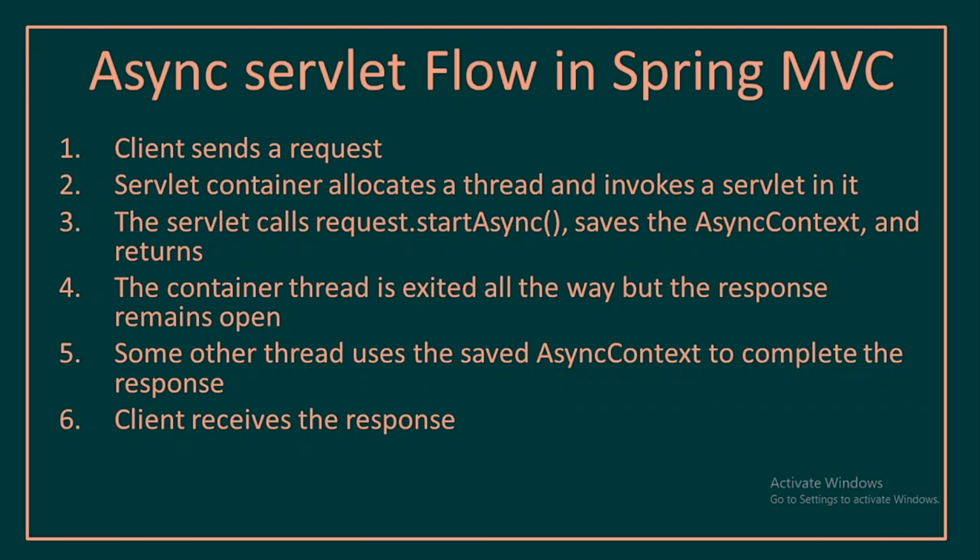So let us see how the request flow is in Servlet 3.0. First the client sends a request to the servlet container. The servlet container then allocates a thread and invokes a servlet in it. The startAsync method has been added in Servlet 3.0, which the servlet calls and saves the async context in the queue and returns. Hence the thread will be available to serve more requests. So the container thread is exited, but the response remains open. Some other thread will use the saved async context to complete the response, and finally the client receives the response.